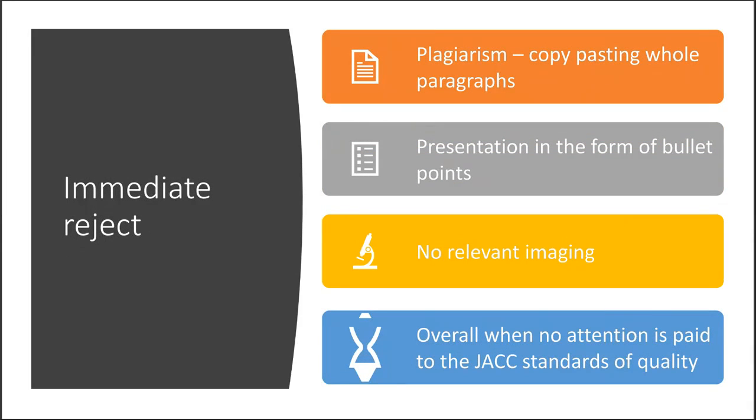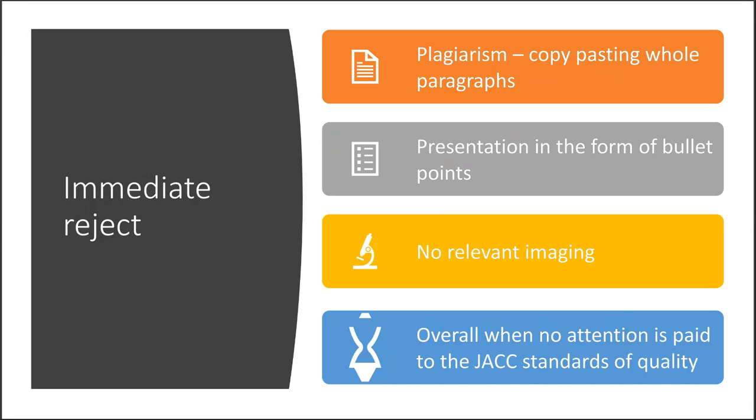An immediate reject is when we see that the authors have employed plagiarism, and that is copy-pasting whole paragraphs from other manuscripts. This is an immediate reject, and is not acceptable in publishing. We would like you to write your own text. Also, if the presentation is in the form of bullet points, that means that the authors haven't read the author's instructions, or they feel that they can write a manuscript in the form of bullet points. A manuscript is narrative, so we would like you to explain what happened.